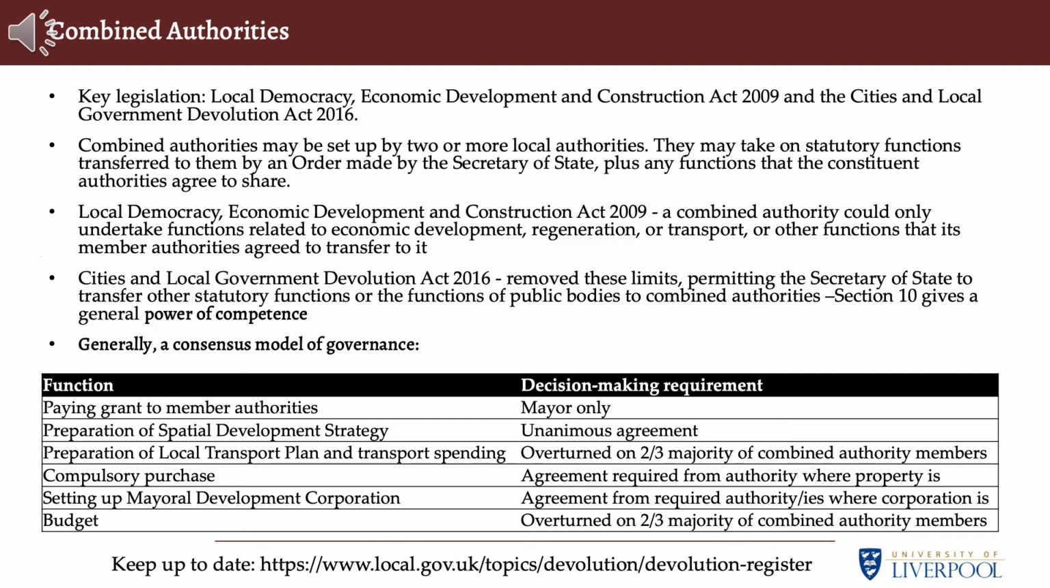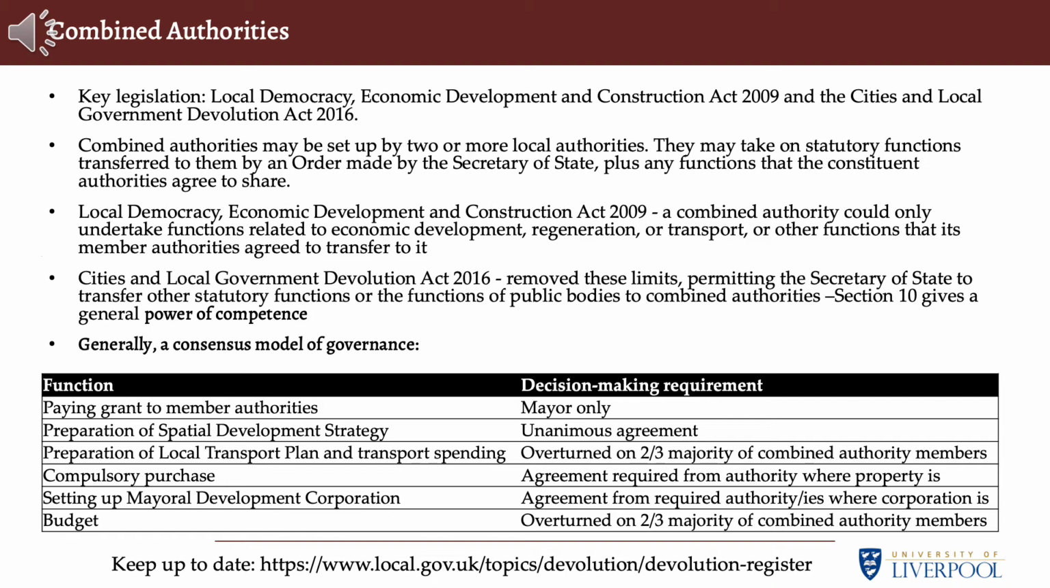They can take on statutory functions transferred to them by an order made by the Secretary of State, plus any functions that constituent authorities agree to share. The 2009 Act provided that combined authorities could only undertake functions related to economic development, regeneration or transport, or functions that its member authorities agreed to transfer to it. But the 2016 Act removed these limits, permitting the Secretary of State to transfer other statutory functions or the functions of public bodies to combined authorities.